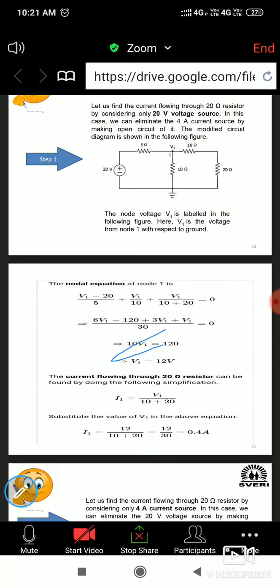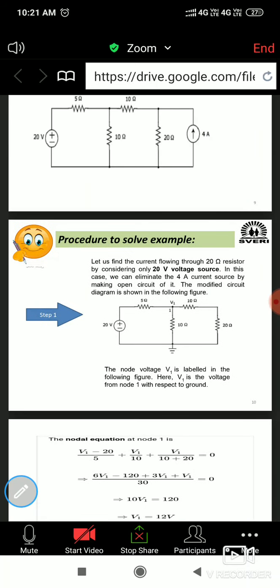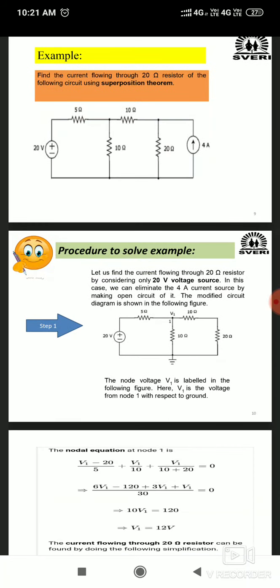Okay, so in the next lecture what is our task? Our task is to revise the superposition theorem once again. Then we will see what the steps are, what the procedure is, and based on that we will solve two examples. Okay, so in this way we have now started theorems.